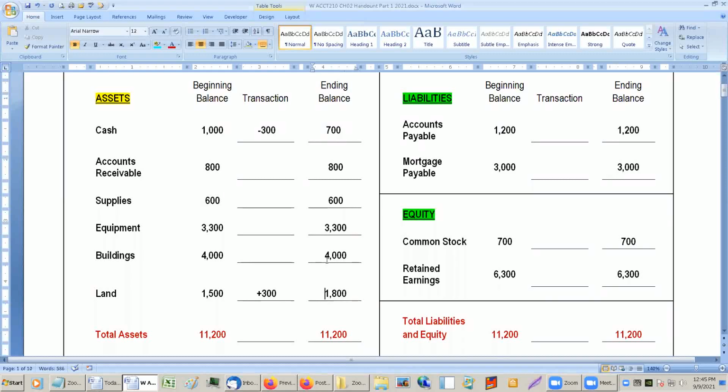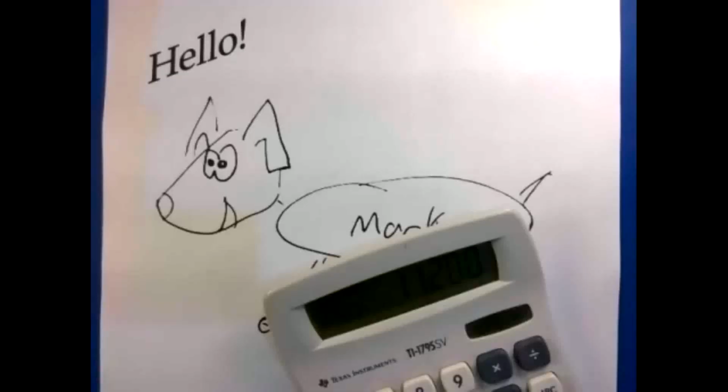But yeah, I know you're asking that, as time goes on, land appreciates in value. One of the things about accounting is for most of these assets, we keep them on the books for what we paid for them. So they're on the books for what we paid for them. And that can be a problem.